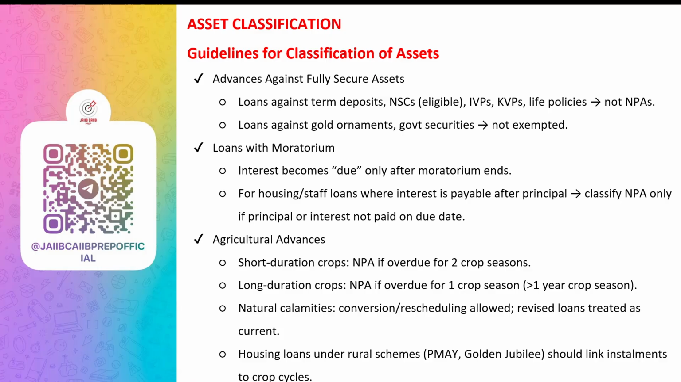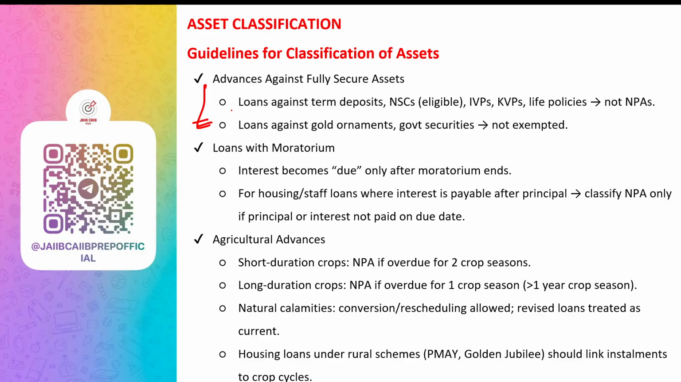Advances against fully secured assets like term deposits, NSCs. So if a loan is given against safe securities like term deposit, National Savings Certificate, Kisan Vikas Patra, Indira Vikas Patra, these loans are not treated as non-performing assets because the bank already holds fully secure assets. But this rule does not apply to loans against gold, government securities, or other marketable securities. Keep that in mind.